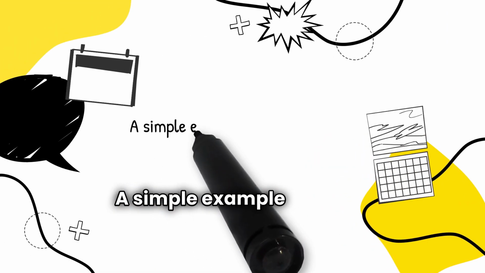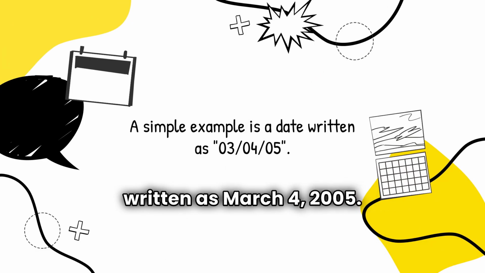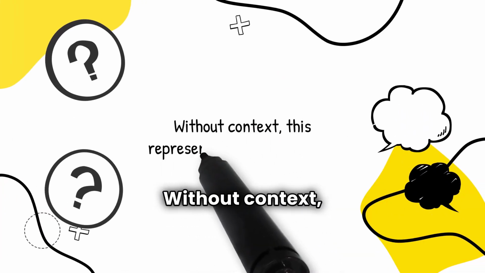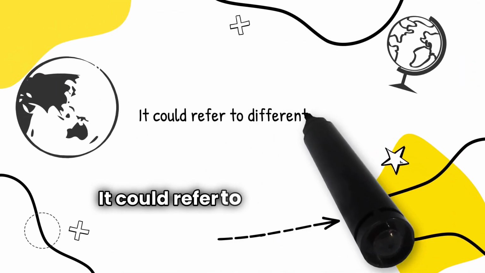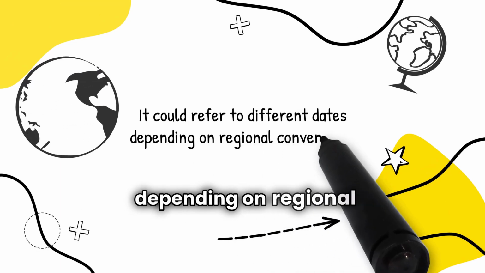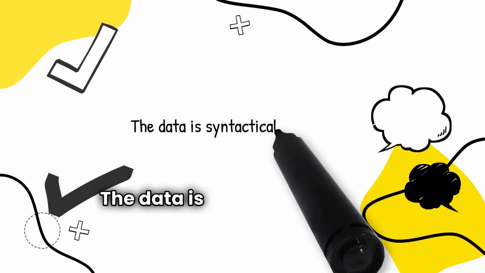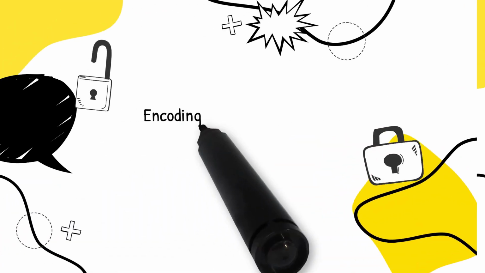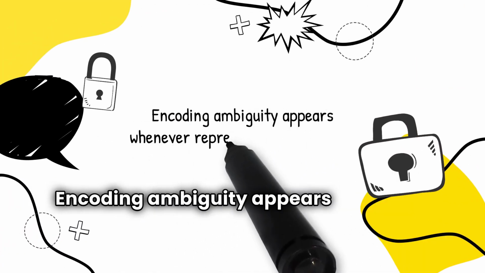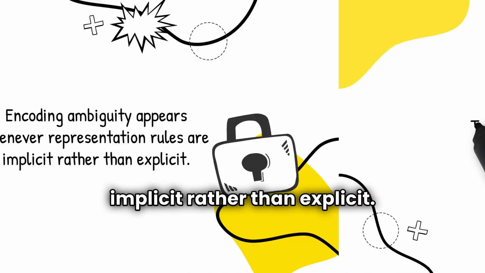A simple example is a date written as March 4th, 2005. Without context, this representation is ambiguous. It could refer to different dates, depending on regional conventions or encoding rules. The data is syntactically valid, but semantically unclear. Encoding ambiguity appears whenever representation rules are implicit rather than explicit.